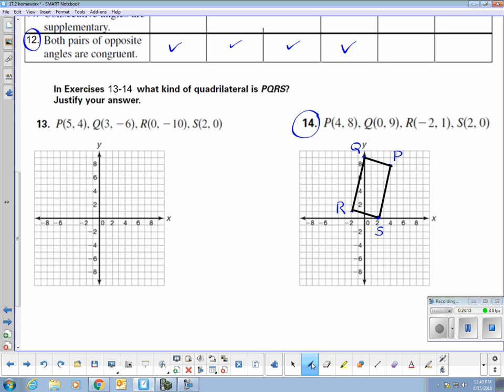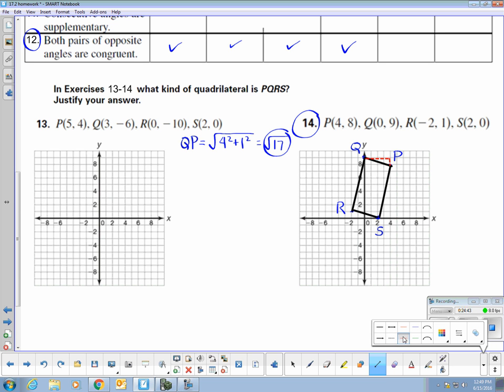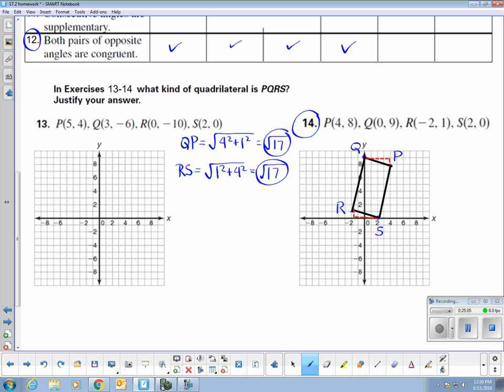So let's begin with the distance from Q to P. So 4 squared plus 1 squared. And then I'm going to find the distance. Let's go to the opposite side, from R to S, which is also 1 squared plus 4 squared. So we have one pair of opposite sides that are congruent.